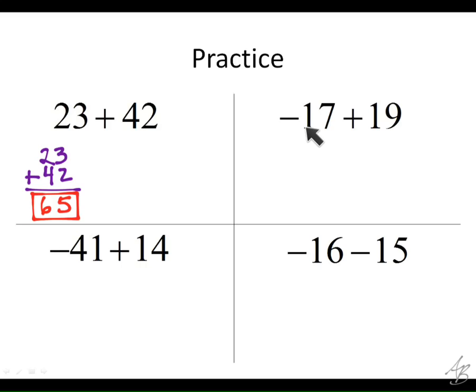Okay, on this problem, we have a negative 17 and a positive 19. So are we going to add or subtract? We're going to subtract because one's positive, one's negative. All right, when we subtract, which one needs to go on top? The 19 because it's bigger. So we have the 19 on top, the negative 17 on the bottom. And just like when we added, we start in the ones. You want to help me out?